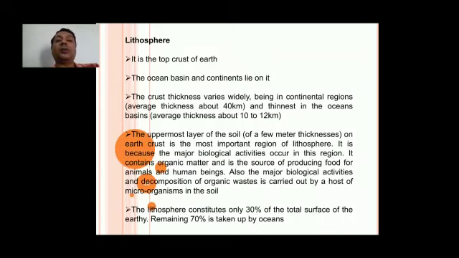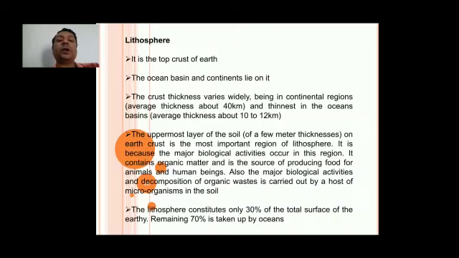10 to 12 kilometers. The uppermost layer of the soil is a few meters thick, not much thickness if we look from the ground going downward. So we are talking about only a few meters. It is a very important region of the lithosphere because the major biological activities occur in this region. It contains organic matter and is a source of producing food for animals and human beings.